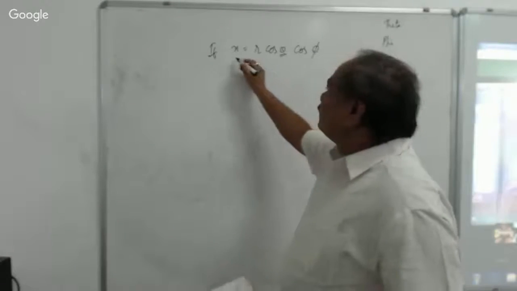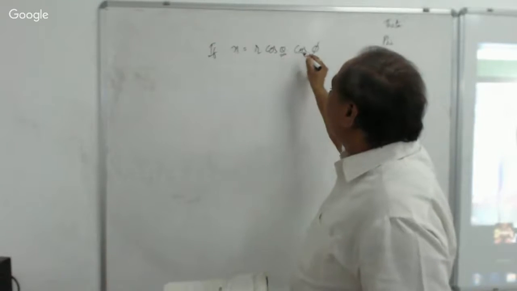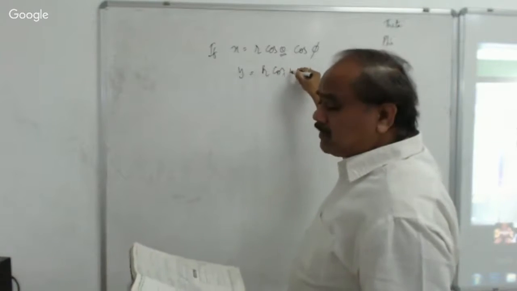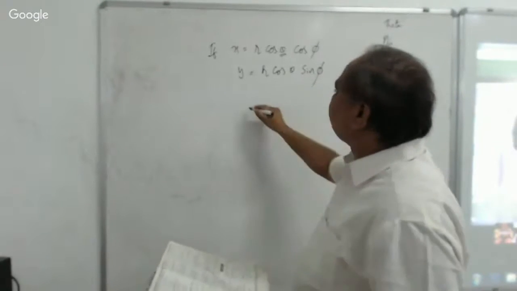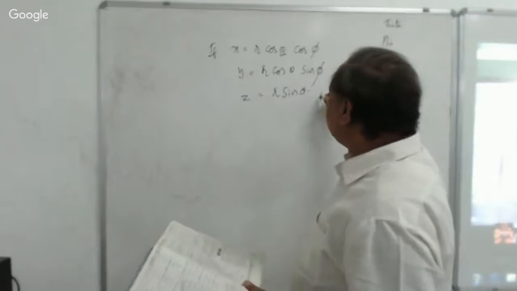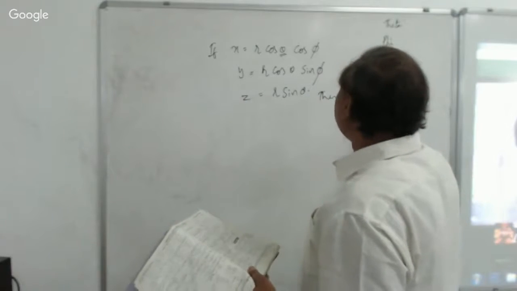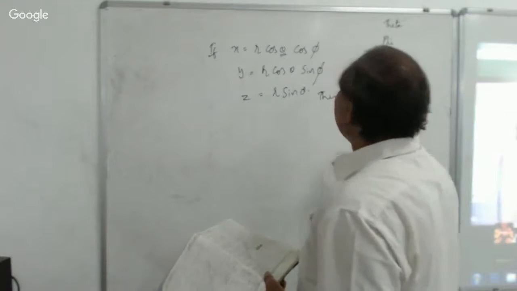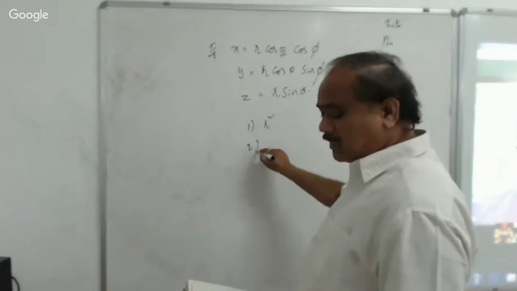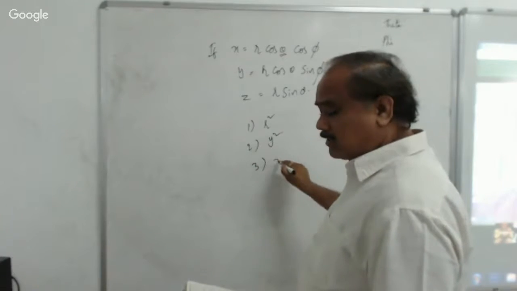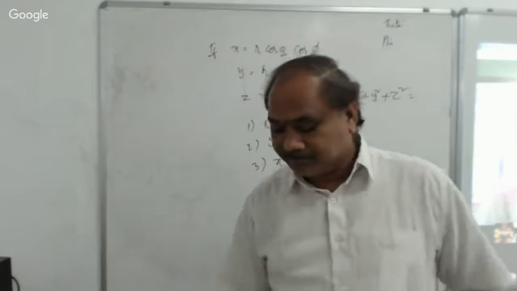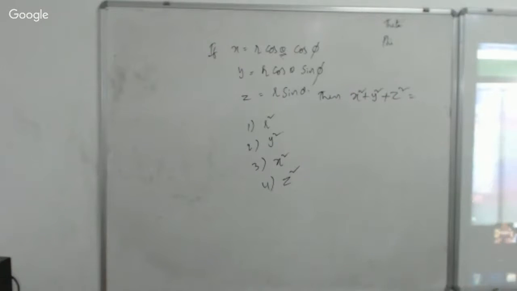Okay, I am dictating: x equal to r cos theta into cos phi, y equal to r cos theta sin phi, and z equal to r sin theta. Then x square plus y square plus z square equal to? First option r square. Second option y square. Third option x square. Fourth option z square. Try yourself. I'm giving only 2 minutes time.